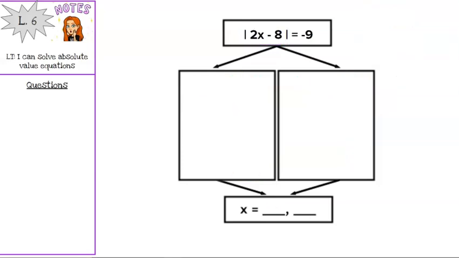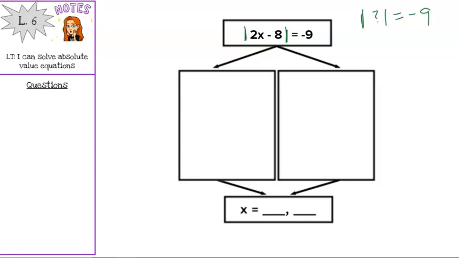All right, last example, we have the absolute value of 2x minus 8 is equal to negative 9. So we have to ask ourselves, the absolute value of what number is going to give me negative 9? And the answer is nothing.